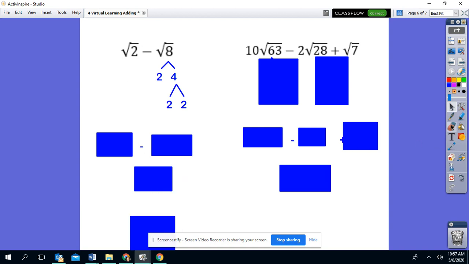So now I need to look for my pairs, excuse me. So I've got a pair of 2's right here. So that 2 is going to go on the outside. There's nothing on the outside to multiply it with, so I've just got 2 times the square root of 2.